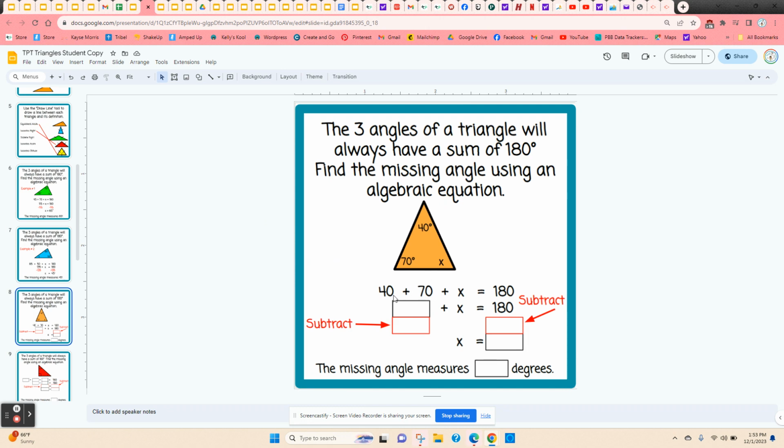So here we can see that the first line started for them, 40 plus 70 plus x equals 180. And students have to type in here the missing numbers. So here they're going to add 40 and 70. That would give them 110. And now they're going to subtract. So they want to subtract 110 from both sides. And that will give them an answer of 70 degrees. So the missing angle, 70 degrees. So it starts out with the first line being done for them.